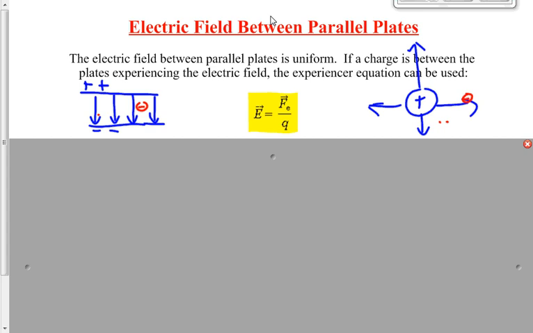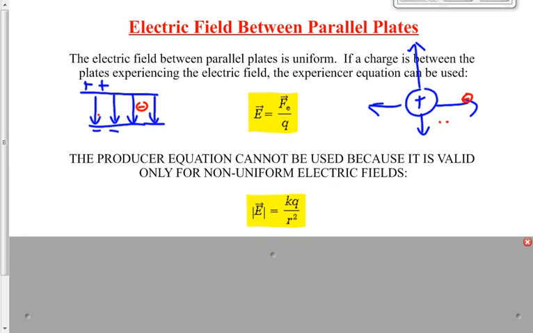E is equal to F over Q still applies. Now the producer equation, E is equal to KQ over R squared, I've capitalized all this stuff because it's really important. You cannot use that in this context. You cannot use that with parallel plates. The reason is because E changes with R. E changes with the distance from the producer. E is not a uniform field. It's not a constant field if it changes.